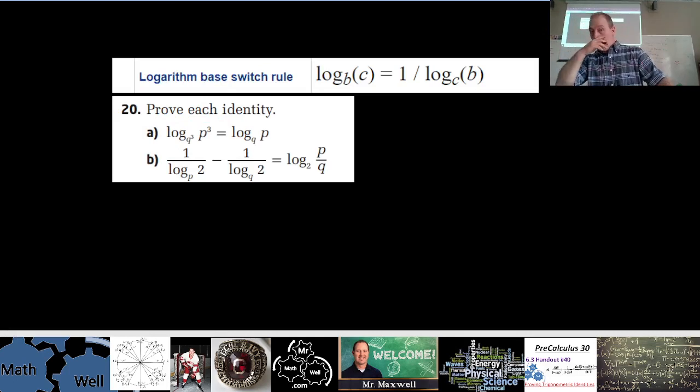Okay, so number 20, you asked about A? Yeah, A. All right, so prove each identity. Okay, so proving, you guys know what proving is like.